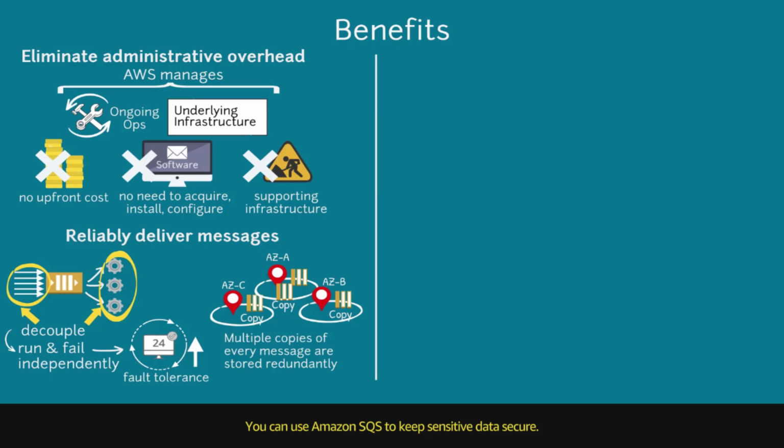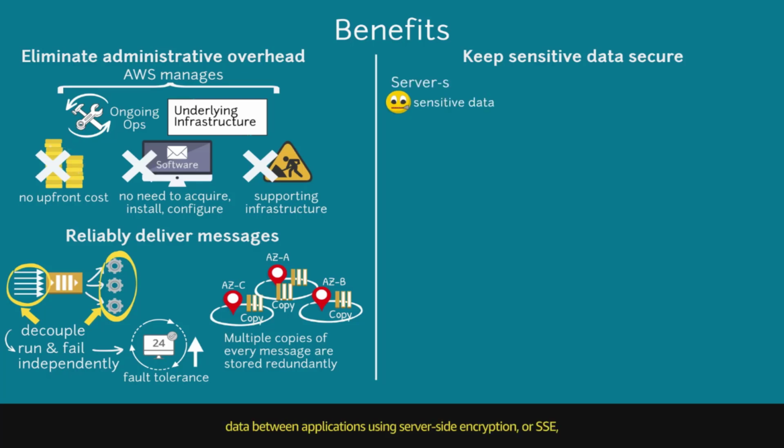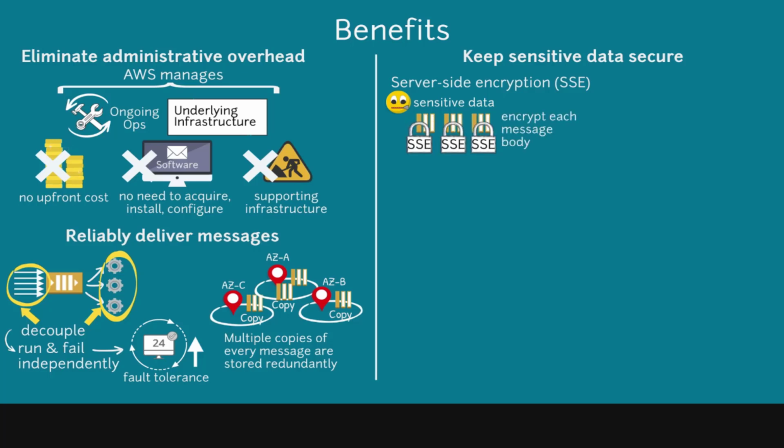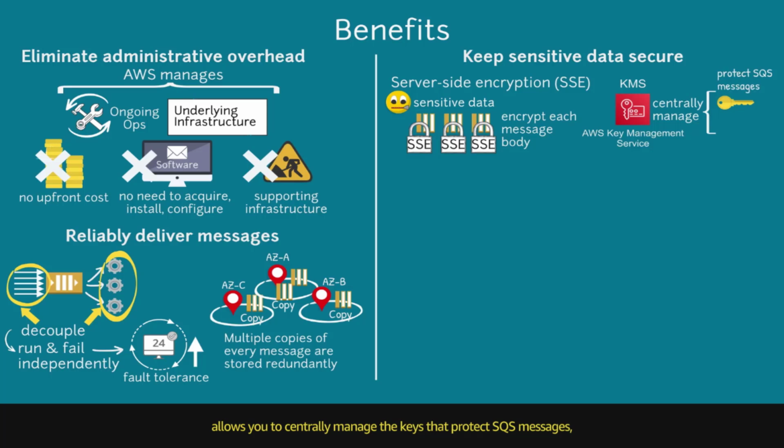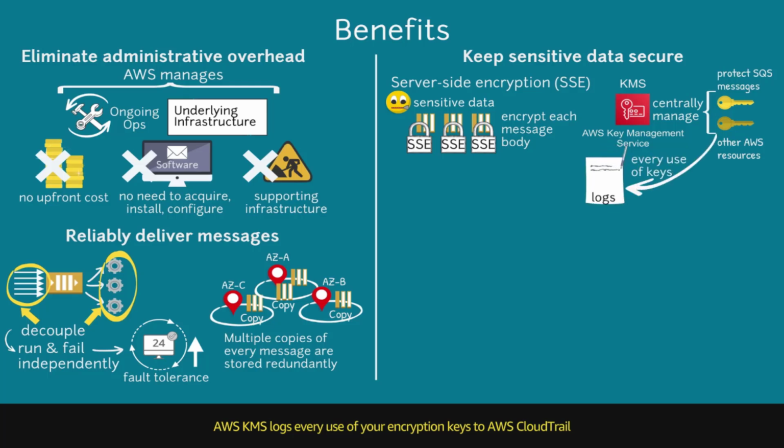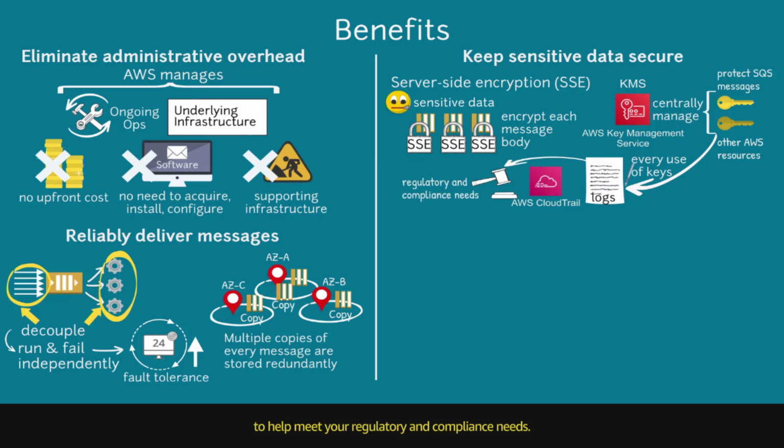You can use Amazon SQS to keep sensitive data secure. You can use Amazon SQS to exchange sensitive data between applications, using server-side encryption, SSE, to encrypt each message body. Amazon SQS SSE integration with AWS Key Management Service, KMS, allows you to centrally manage the keys that protect SQS messages, along with keys that protect your other AWS resources. AWS KMS logs every use of your encryption keys to AWS CloudTrail to help meet your regulatory and compliance needs.